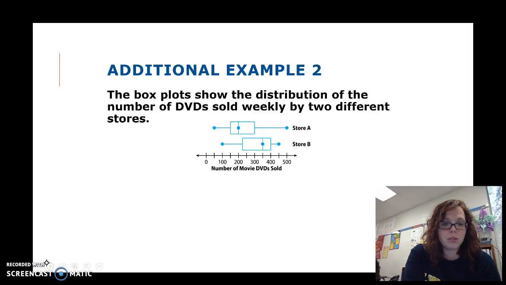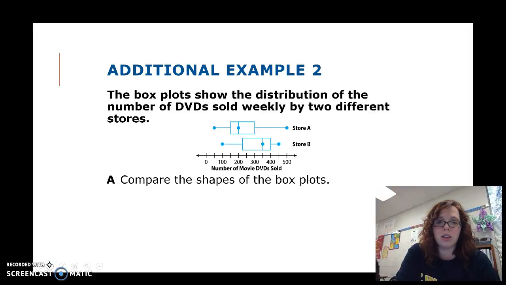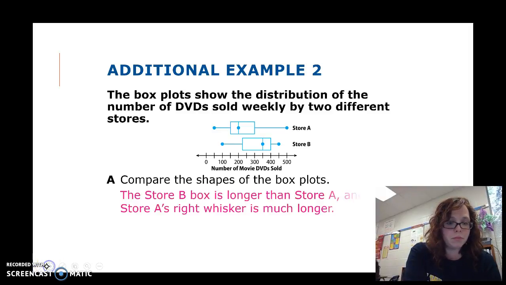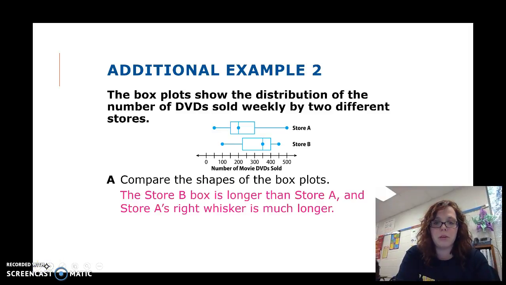And I want you to start this one independently. The box plots show the distribution of the number of DVDs sold weekly by 2 different stores. So first we're going to compare the shapes like we did together. So think about it, and then you're going to have to put in your response. Alright, so the store B box is longer than store A, and store A's right whisker is much longer.